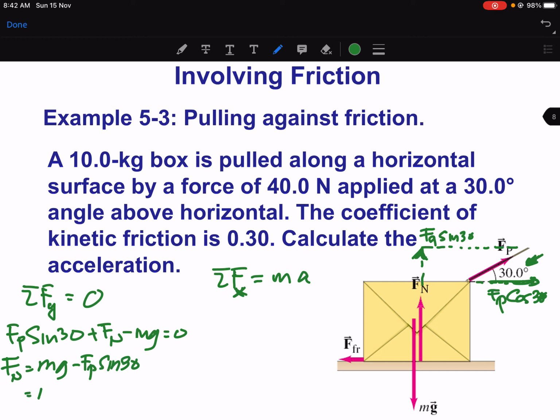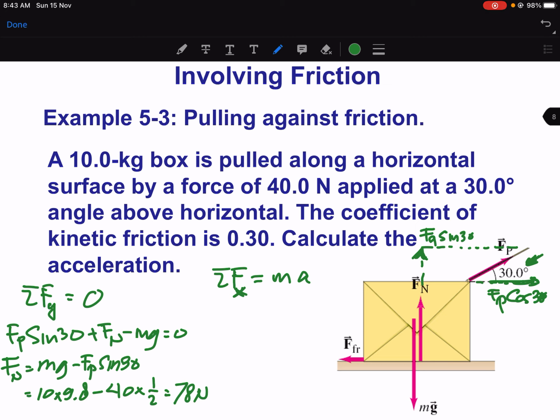m is 10, g is 9.8, Fp is 40, sine 30 is 1/2. This one is around 98 minus 20, so 78 Newton. Okay, 78 Newton.